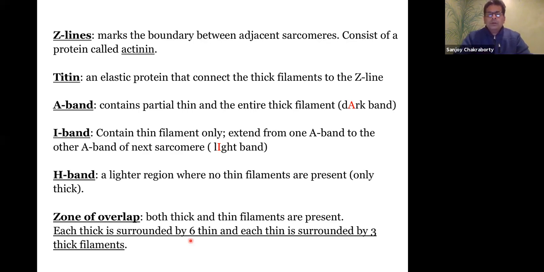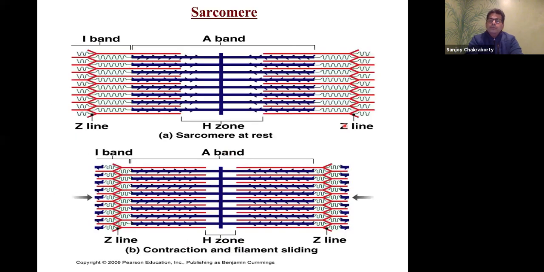Okay. Now let's go back one more time. If you imagine the top picture, if you put a hand here and a hand here like this, and if you press those Z lines on the two sides, the band is going to move like this. So the partial thin filament is going to go like this because there is an area here. So the picture will look like that. If you put a force on this side and a force on that side, the whole thing will shorten. That's contraction.